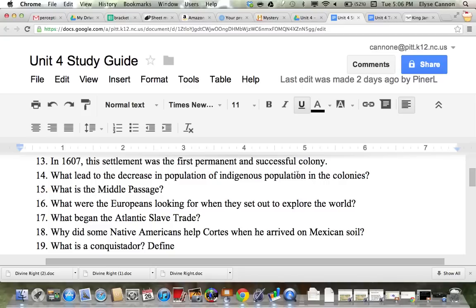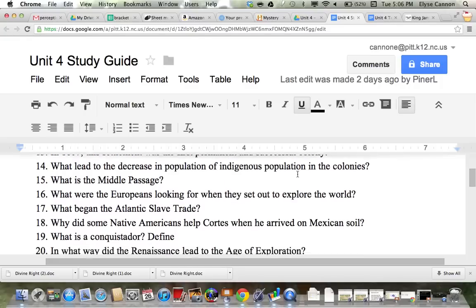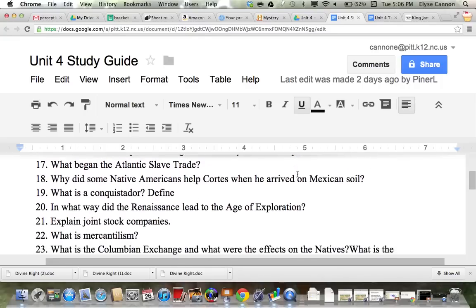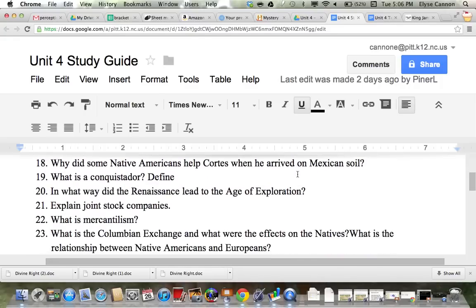Why did some Native Americans help Cortez when he arrived on Mexican soil? Remember that Moctezuma and the Aztec Empire is very powerful in Mexico but extremely cocky, and a lot of tribes that have been taken over by the Aztec Empire are not going to like Moctezuma or the Aztecs, so they will join with Cortez. Also, because they have never seen armor and shields and horses, a lot of these tribes believe that Cortez was a god on the earth.